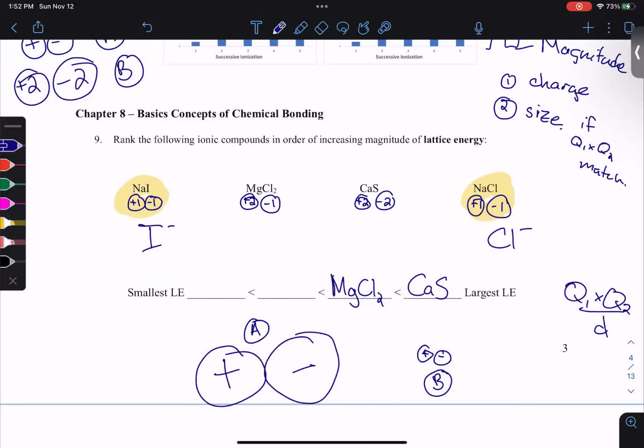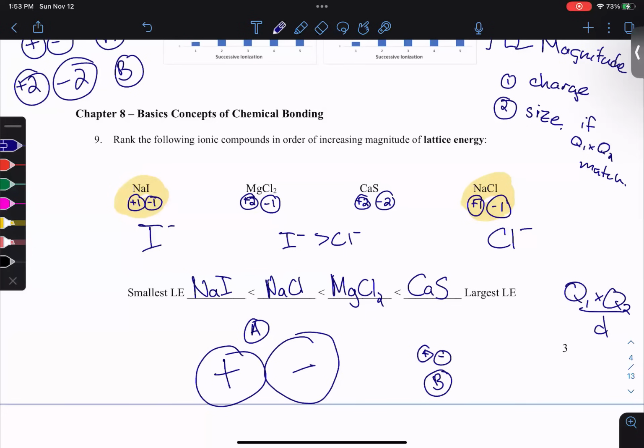Chlorine or iodine? Chlorine is smaller. If we look at the periodic table, it's in a lower n value, so there are fewer shells. So we see iodine is larger than chlorine, and that means NaI is going to have the smallest lattice energy because the ions are biggest, and then sodium chloride is going to have the slightly larger lattice energy because the ions are overall smaller.